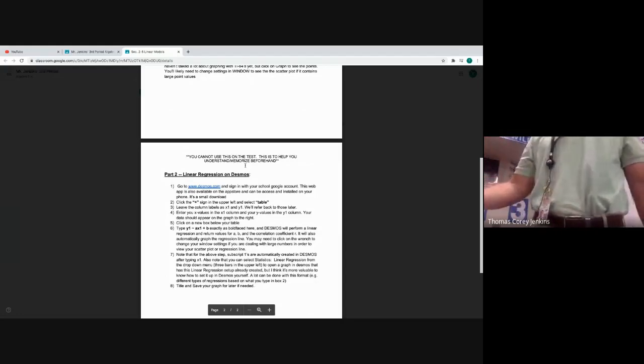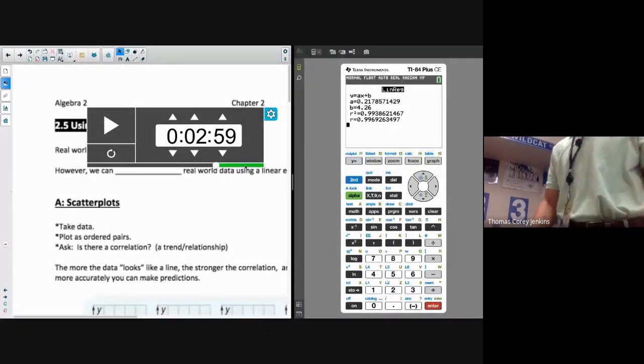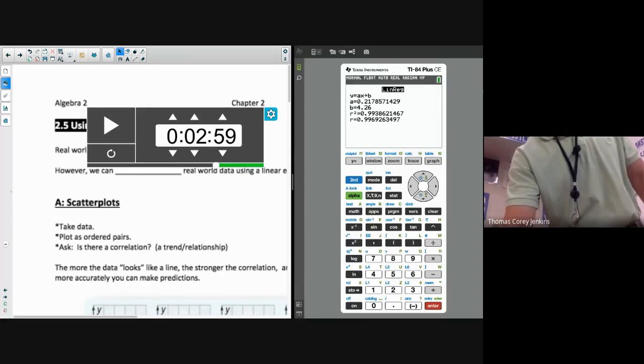So if I didn't have a graphing calculator, what I would try to do today is follow that page 2, which can be found in the material for 2.5. I would try to follow along with at least one of the examples I do in class, because I'm not going to show you how to do Desmos, I just don't have time. I'm going to teach to the graphing calculator. So hopefully that makes sense.